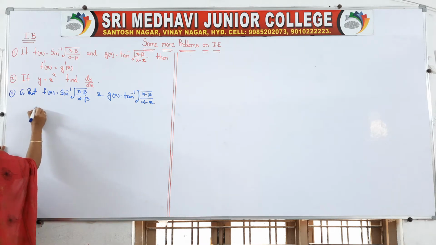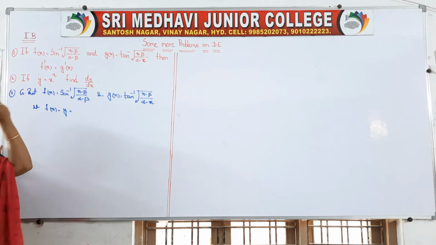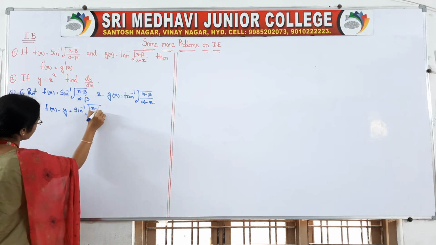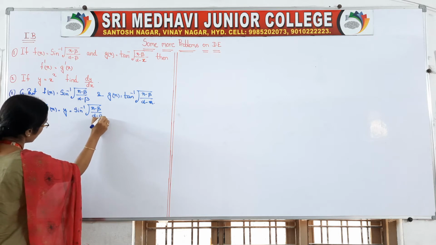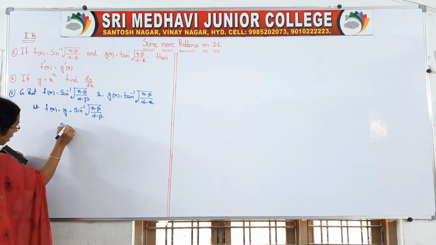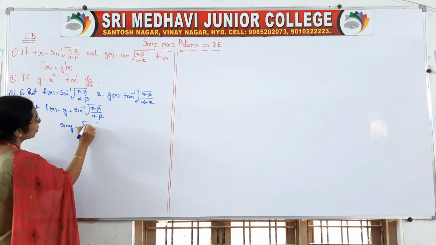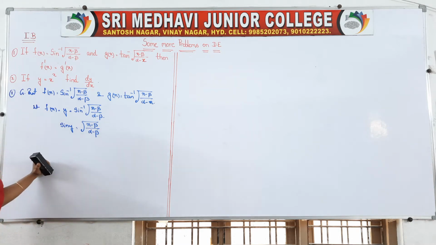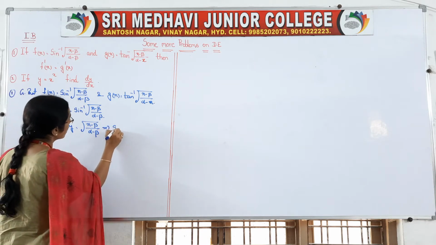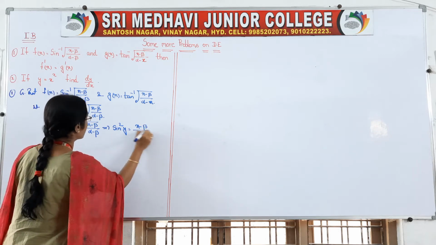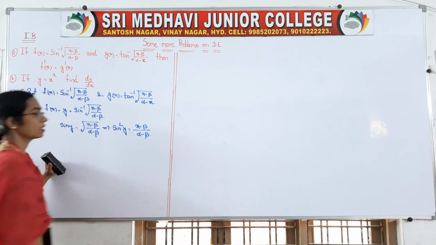If I prove the functions are equal, definitely their derivatives will be equal. So let f of x is equal to y, which is equal to sine inverse of root of x minus beta by alpha minus beta. Bring that sine to this side, then you will have sine y is equal to root of x minus beta by alpha minus beta. Squaring, what happens? Sine square y is equal to x minus beta by alpha minus beta.